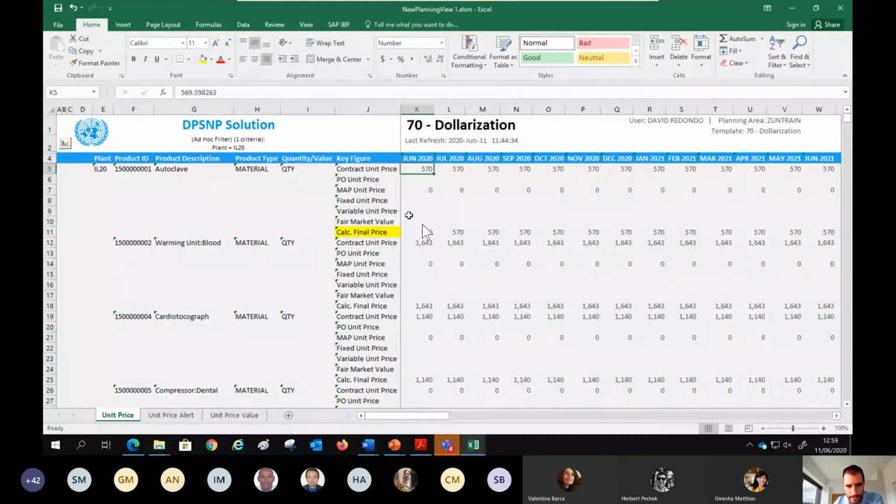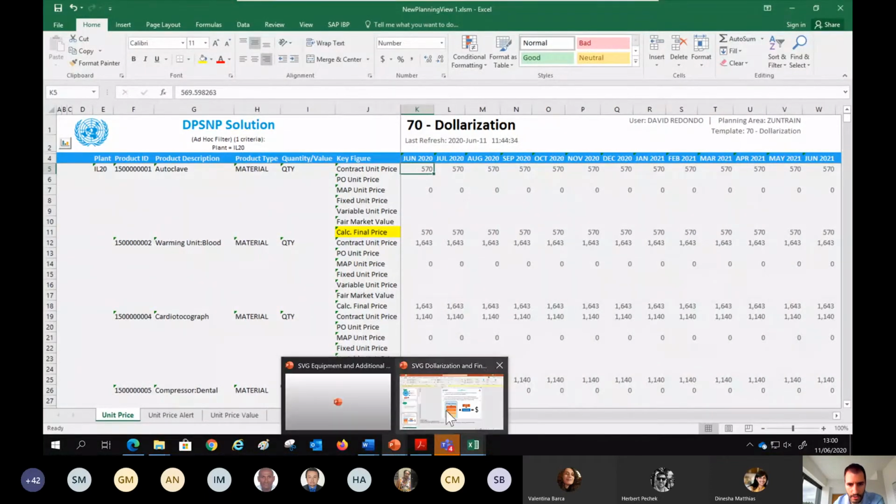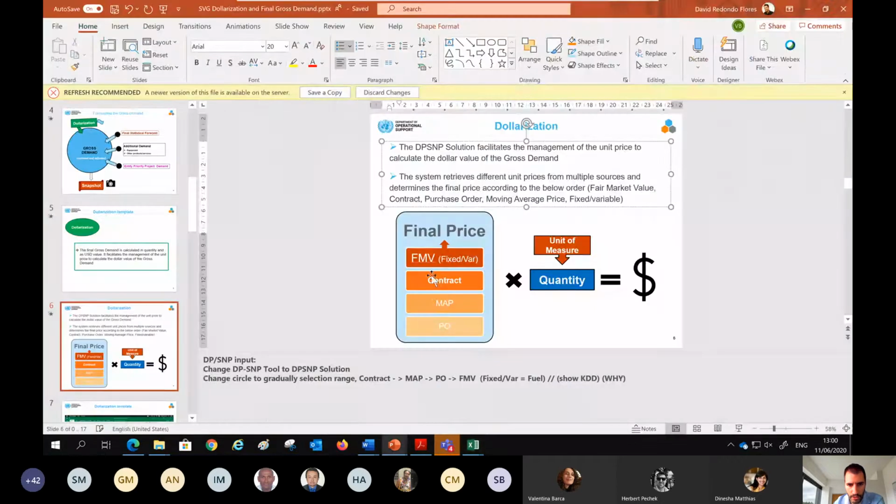So the system will check all the different prices that it has: contract unit price, PO unit price, MAP unit price, FIG unit price, and will follow the, let's say, the sequence that we described before. If there is fair market value, this would be the value that would be taken first. If not, it would be contract unit price, right? And then we have the sequence that we were showing before. I think it was here: contract, MAP, and PO.